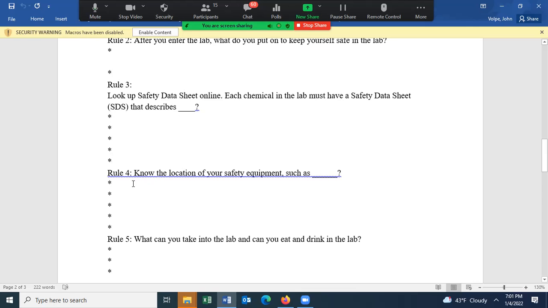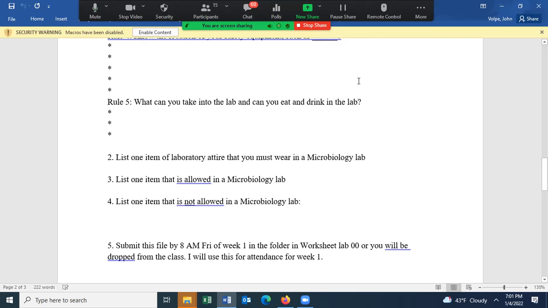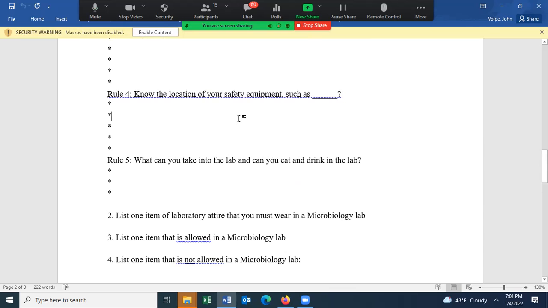Rule four, know the location of your safety equipment, such as what? And you need to go 1, 2, 3, 4, 5 pieces of safety equipment. And that's stuff that's in the lab. And we did talk about that.